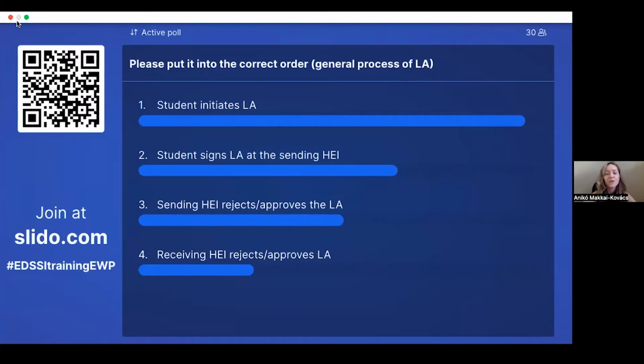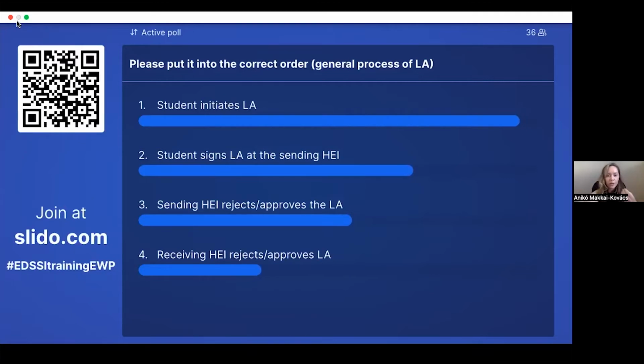So first, of course, the student will initiate the learning agreement and then sign it, and then the sending institution either rejects or approves it. Then it arrives at the receiving institution, who either rejects or approves the learning agreement. So this was just a little exercise to refresh what the general process of a learning agreement is in a very general use case. Of course, it simplifies a little bit, but it shows you that this is not that complicated.